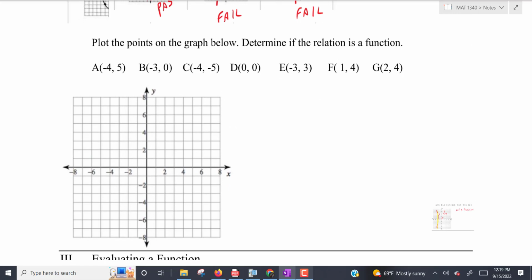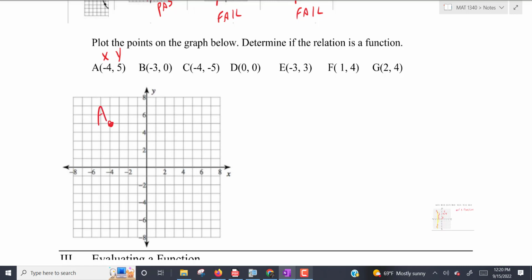Basically when you plot a point, X is this way. It's a measurement of left and right. Y is a measurement of up and down. So the way I do this is like this. You start at the center and you go left 4 and then you go up 5. So you're making sure that your X value is -4, your Y value is 5.